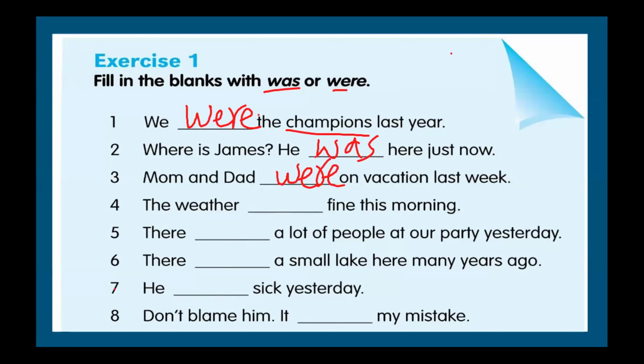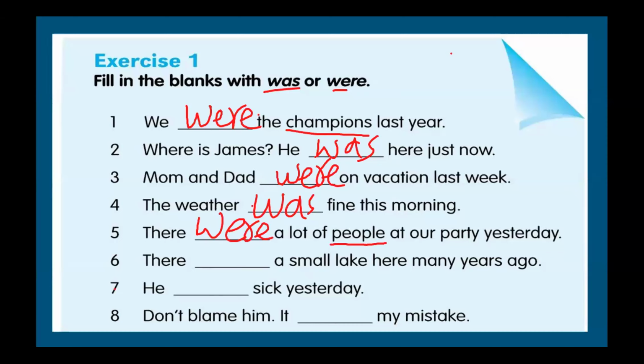Because we are talking about two people here, that's why we'll use were, with plural nouns. Next one, the weather was fine this morning. Next, there were a lot of people at our party yesterday. Were. Why are we using were? How did we determine? Because a lot of people is plural.